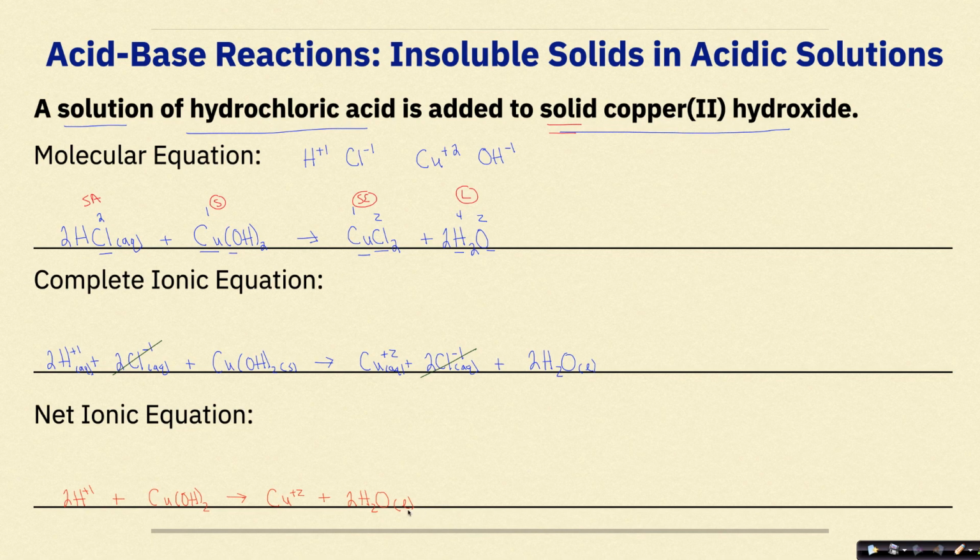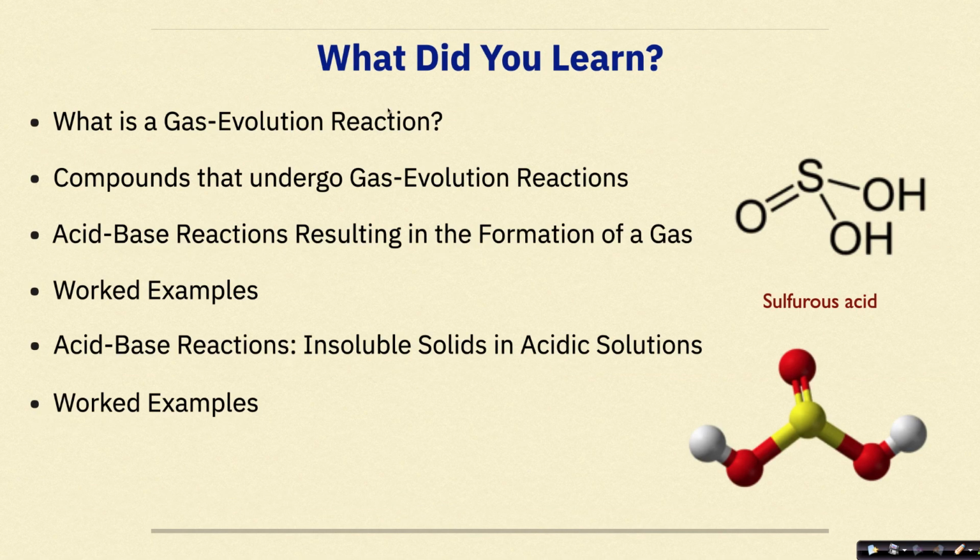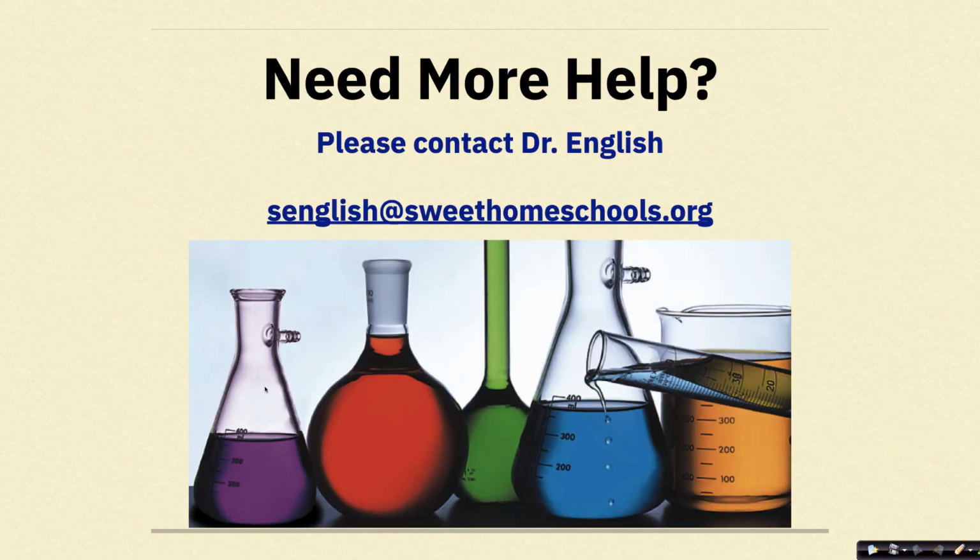So what did you learn in this tutorial? We went over the definition of a gas evolution reaction. We looked at compounds that undergo gas evolution reactions. We talked about acid-base reactions resulting in the formation of a gas, along with some worked examples. Then we talked about acid-base reactions that involved insoluble solids in acidic solutions, and wrapped it up with some more worked examples.